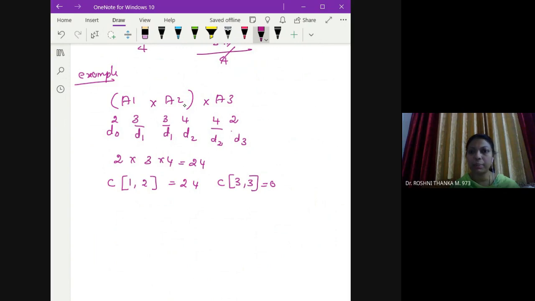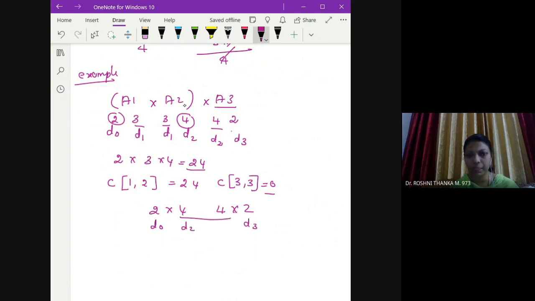Okay, so this is what we are finding. When I multiply these two matrices, the cost, which means the number of multiplications required to multiply A1 and A2, is 24. And the third matrix is not multiplied with anything, so its cost is 0. Now the result we got from A1 and A2, what will be the resultant matrix? A 2 cross 4 matrix you will be getting, right? And A3's dimension is 4 cross 2. Now we have to multiply both. Here it is D0, this is D2, this is D2 and this is D3.